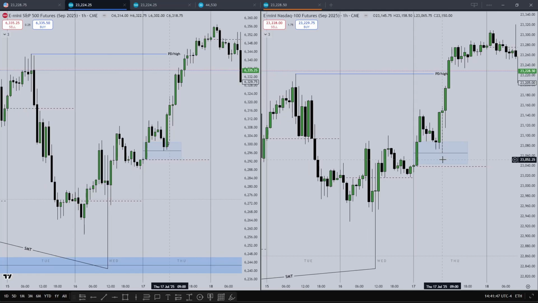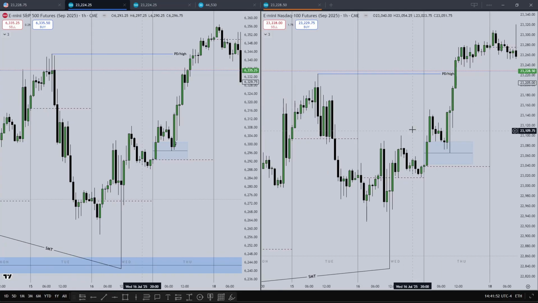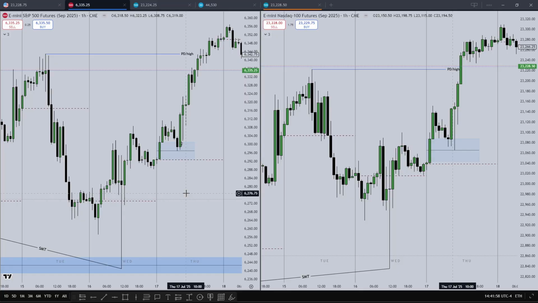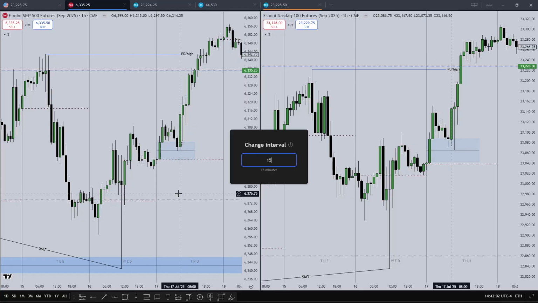And we have this inefficiency, and we have the previous day high. Previous days in the last 3 days: 1, 2, 3. I think that's it for the 1 hour chart. Let's go to the 15-minute chart.